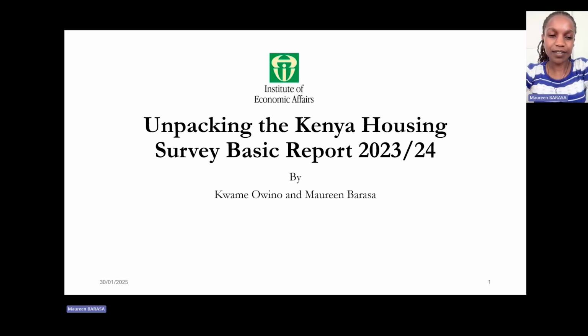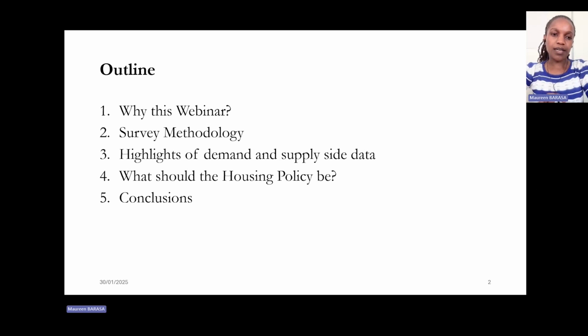We'll be talking about unpacking the Kenya Housing Survey basic reports for 2023-24. And this is just the outline. I think Winnie has talked on why this webinar, the survey methodology that was used by the Kenya National Bureau of Statistics to find data on different variables that will inform our debate today.